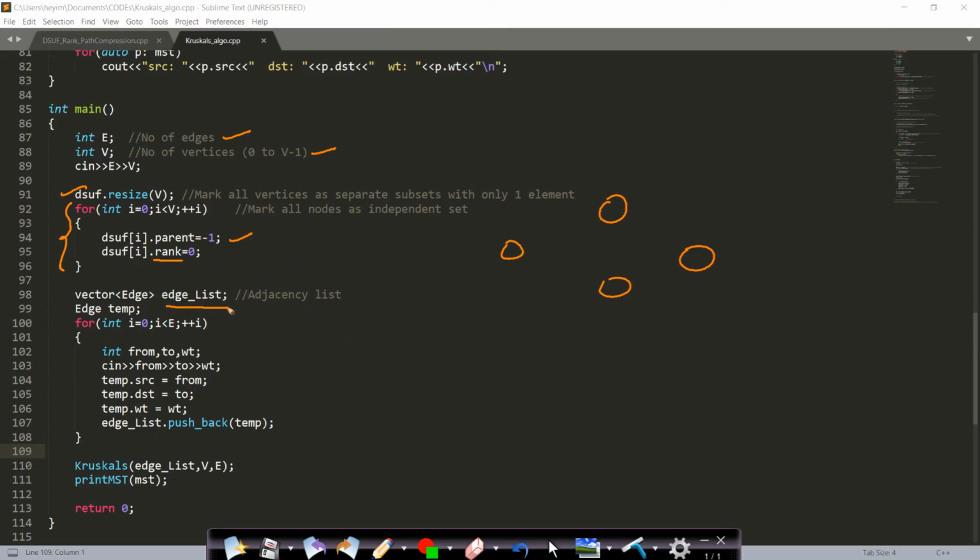Now I will be taking an edge list and forming it. I am basically taking the inputs for source, destination and weight. If you are given a graph or an adjacency matrix or list, then you can easily find this part as well, or you can directly take inputs. Now after taking all the required input, I will form the MST by calling Kruskal's algorithm, and finally I will be printing the MST.